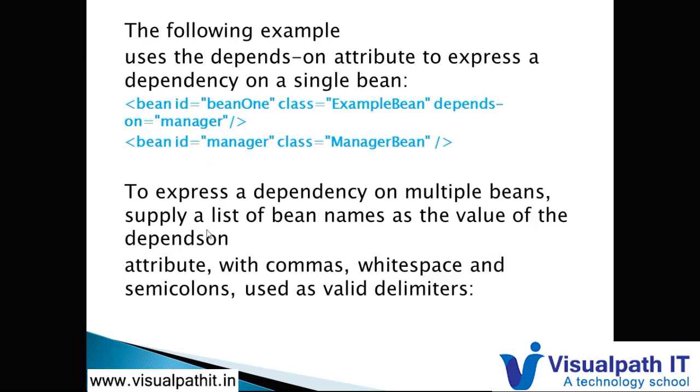For example, here bean id is equal to bean1, class is equal to ExampleBean, depends-on is equal to manager, bean id is equal to manager, class is equal to ManagerBean. So how are we expressing these kinds of dependencies on multiple beans? If it depends on multiple beans, then we provide a list of bean names as the value of the depends-on attribute. We can use commas, white spaces and semicolons as well.